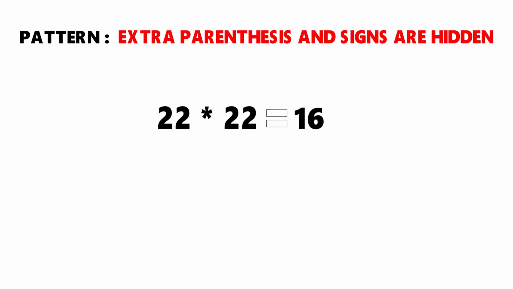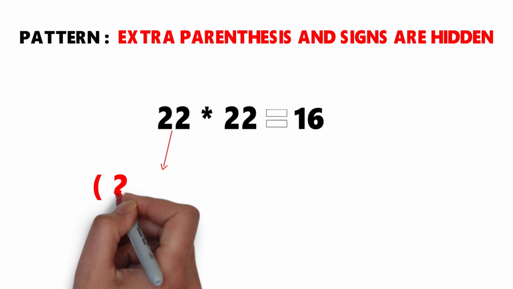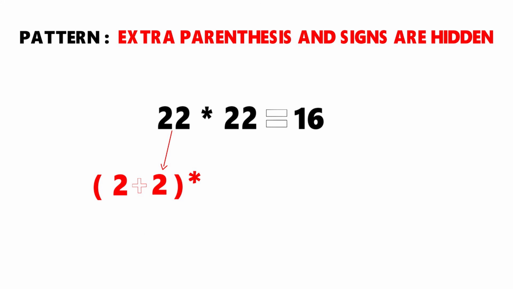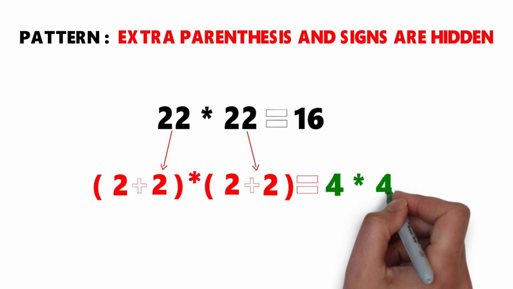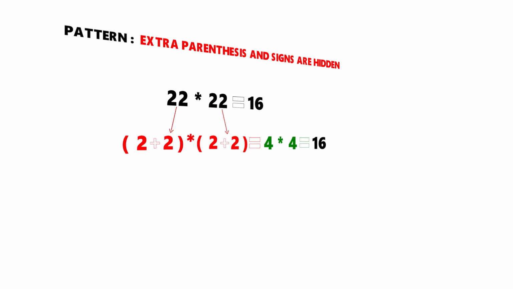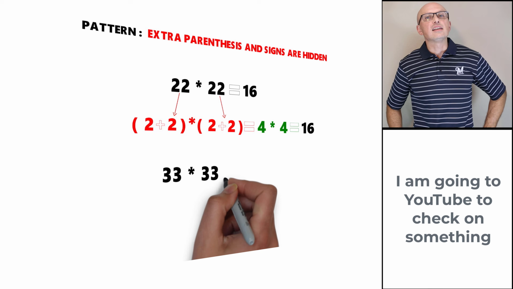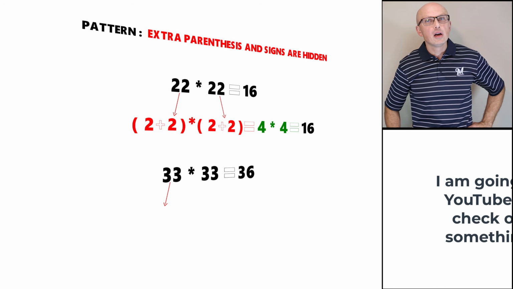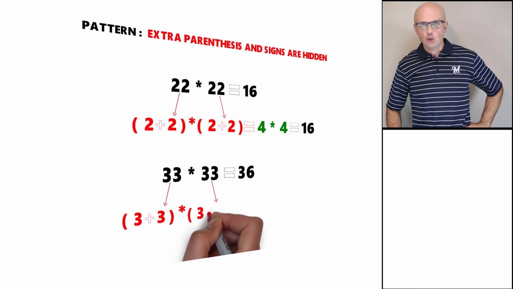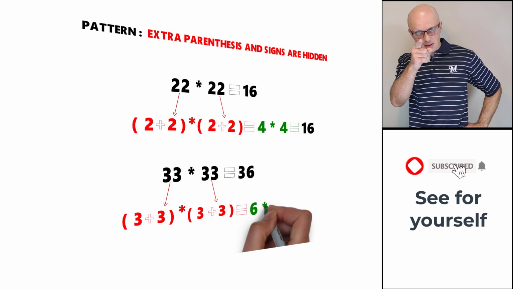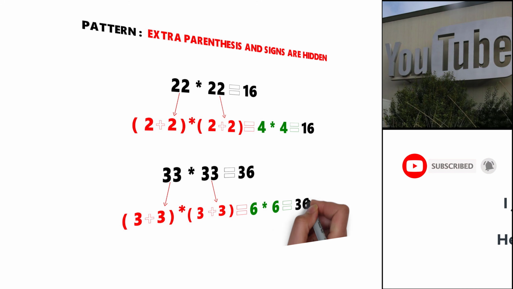But if you add parentheses, and in parentheses add 2 plus 2, multiplied by another set in parentheses 2 plus 2, you will be multiplying 4 by 4 and the result would be equal to 16. Same thing with 3 by 3. If you add in parentheses 3 plus 3, multiplied by another set in parentheses 3 plus 3, you will be multiplying 6 by 6 and the result will be 36.